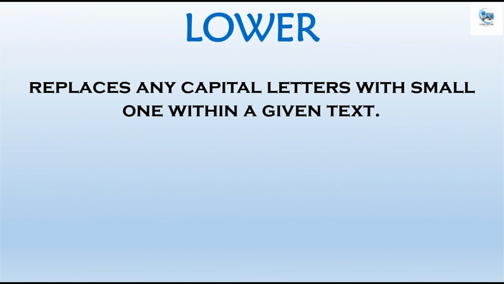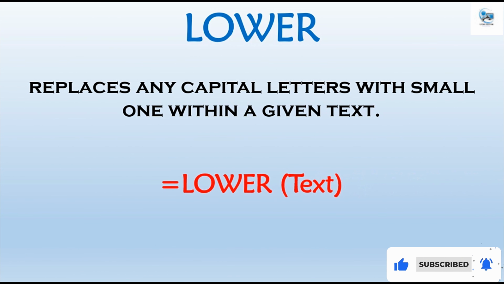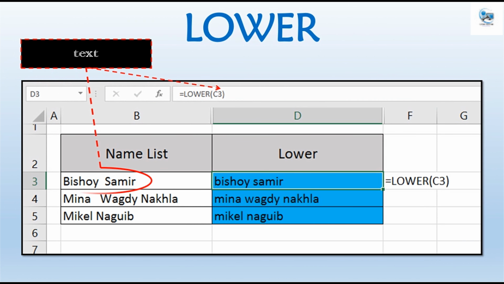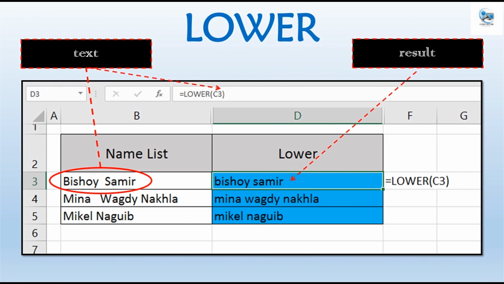Lower function. This function replaces any capital letters with small ones within a given text. It takes only one argument, which is the text you want to lower. For example here, Bisho's Emir, the P and S capital is replaced with P and S small. It takes only one argument, which is the text, and the result, as you can see.